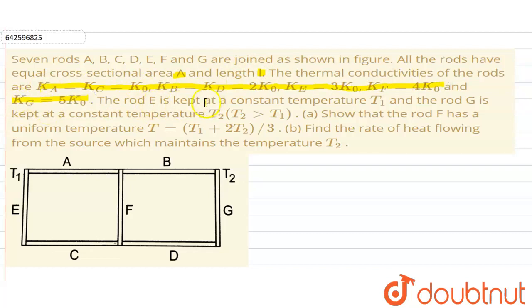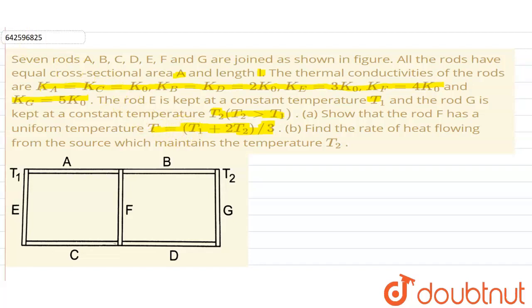The rod E is kept at constant temperature T1 and the rod G is kept at a constant temperature of T2, where T2 is greater than T1. Show that the rod F has a uniform temperature T equals T1 plus 2 times T2 divided by 3. And the second one is find the rate of the heat flowing from the source which maintains the temperature T2.